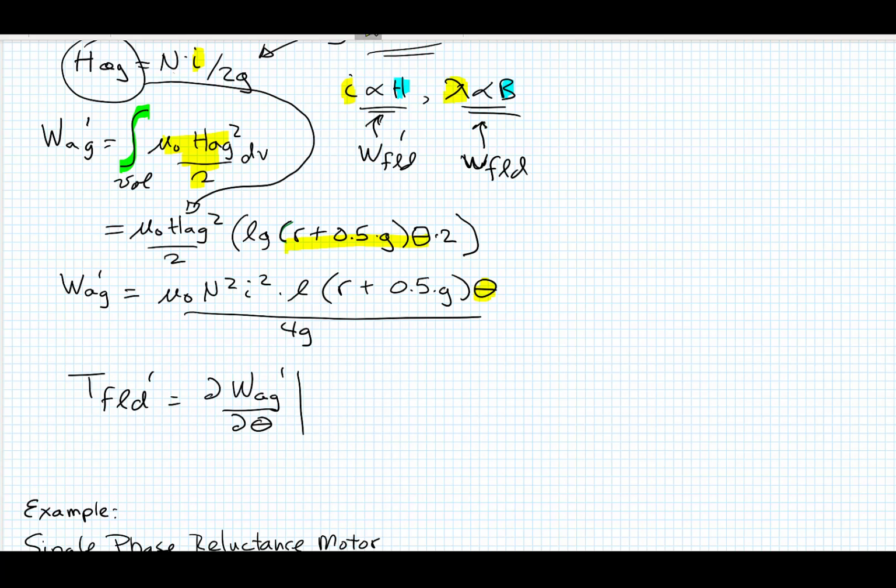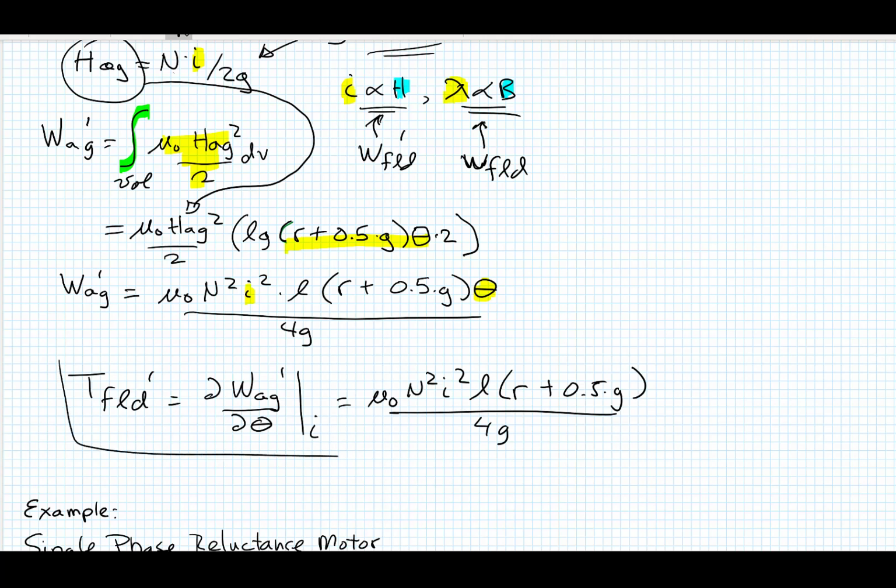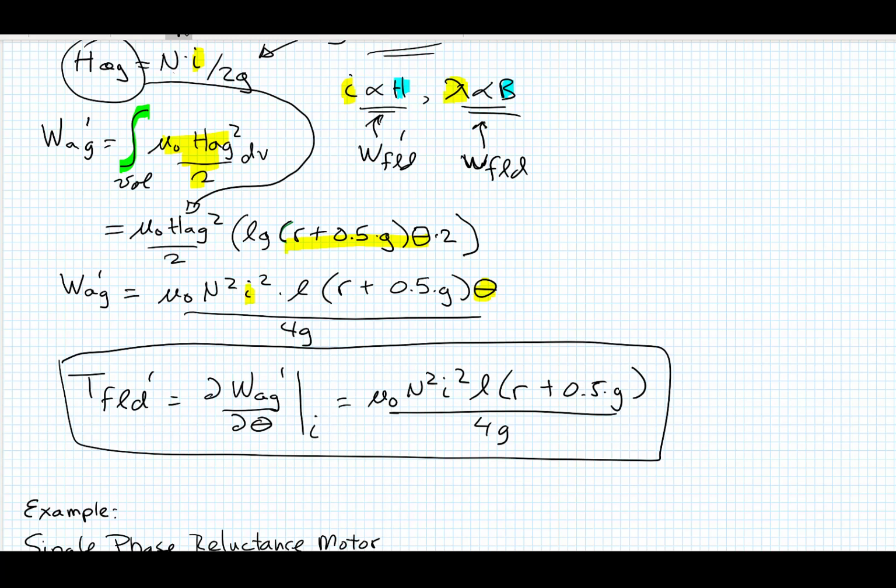What that means is really this. I is not changing with theta, okay? We're evaluating at an instant point, and that's a very key thing to remember. So this is evaluated at a current I, and so your final expression is mu naught n squared I squared L times R plus 0.5 g, over 4g. So this would be your final answer. And I think the homework problem is identical to this. So are there any questions about this?